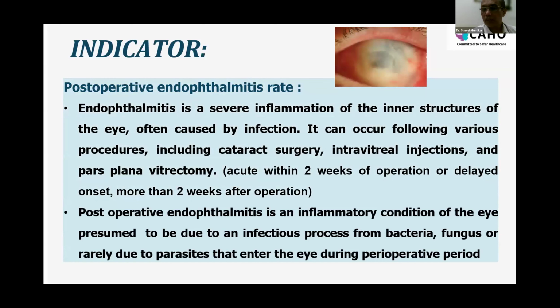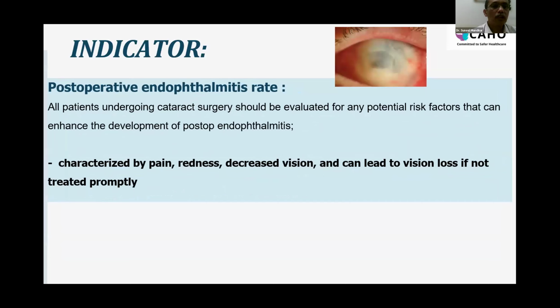Post-operative endophthalmitis is an inflammatory condition of the eye presumed to be due to an infectious process from bacteria, fungus, or rarely parasites that enter the eye during the perioperative period. All patients undergoing cataract surgery should be evaluated for any potential risk factors that can enhance the development of post-op endophthalmitis. It is characterized by pain, redness, decreased vision, and can lead to vision loss if not treated promptly.